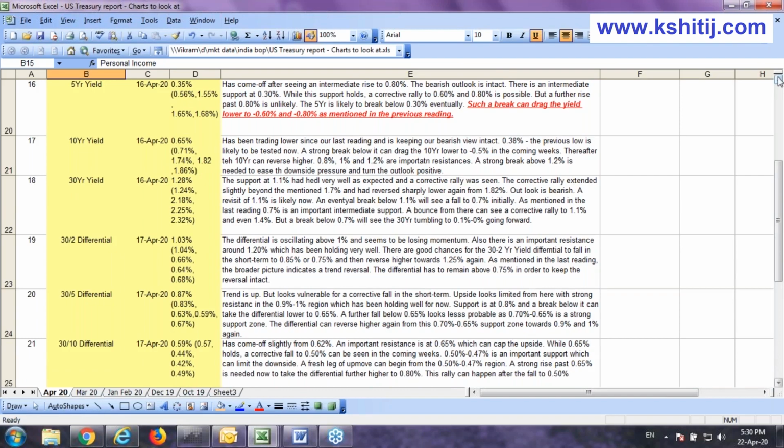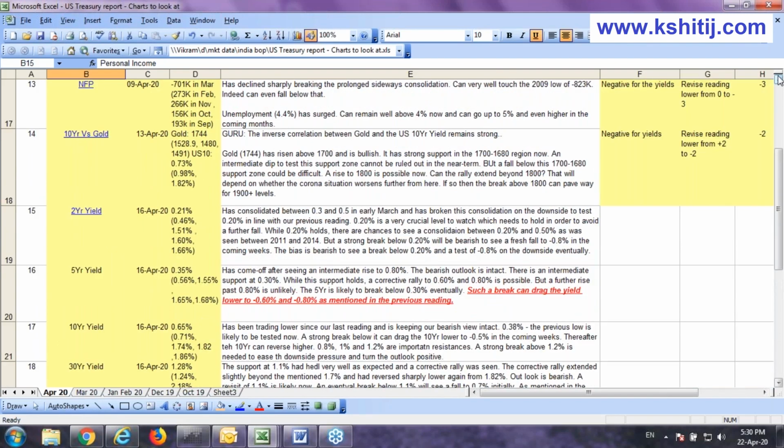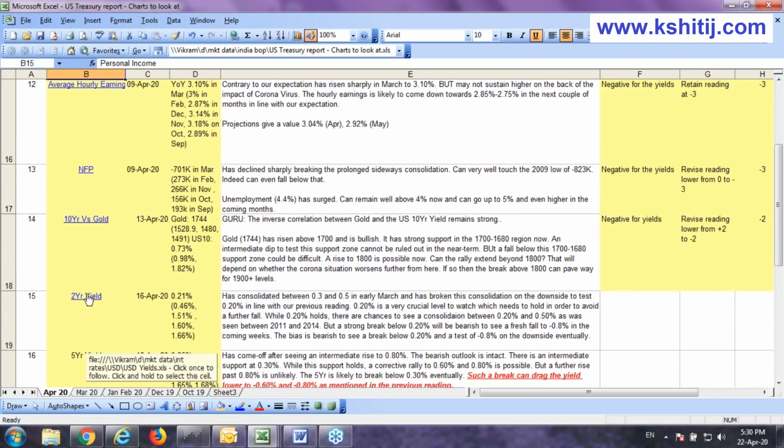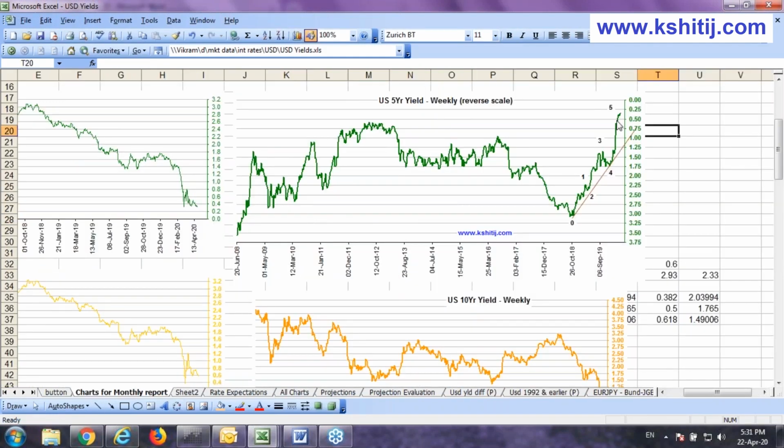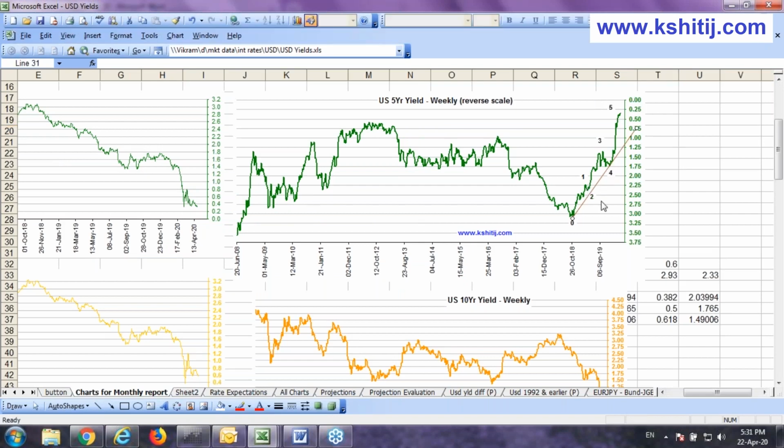So I'll show you the US Treasury chart first, and then I'll take you to an important thing that we look at in terms of fundamentals. Here we have the yield charts that we'll look at, and on the 5-year chart, we find that there is a case for the movement from October 2018.